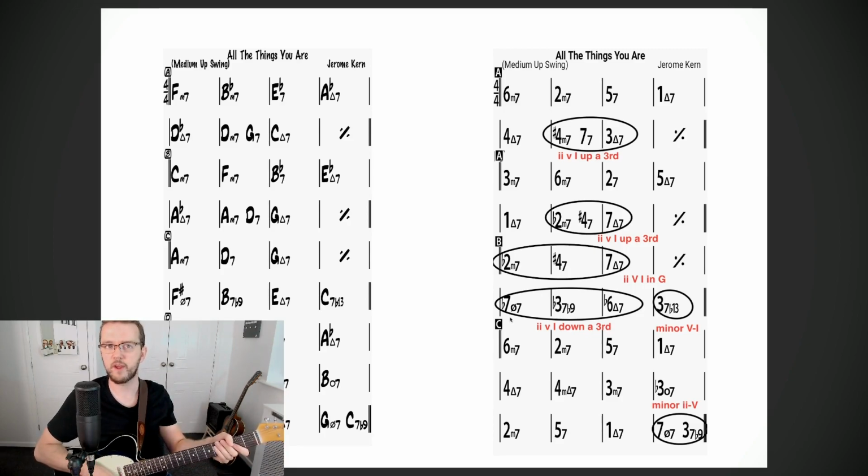Here are the first 2 A sections played back to back so you can hear how they sound. So 6, 2, 5, 1, 4, 5, 1, 6, 2, 5, 1, 4, 5, 1. Okay, so that's the first 2 A sections played back to back.